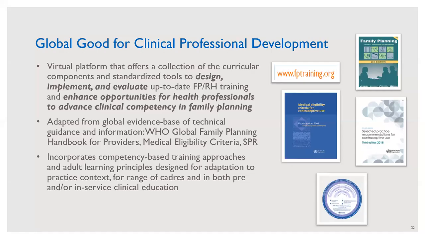The TRP was launched in 2012 by USAID, WHO, and UNFPA in order to meet the need for a standardized package of clinical FP/RH content, curricula, and materials. And the library continues to be designed and adapted from the global evidence base and in collaboration with experts representing multiple agencies and organizations, many of whom are present today. The TRP incorporates competency-based approaches and adult learning principles designed for adaptation to practice contexts, and is intended for a range of cadres and in both pre-service and in-service clinical education. The current library offers 15 method-specific and 4 cross-cutting modules, one of which you'll hear about shortly. Next slide, please.